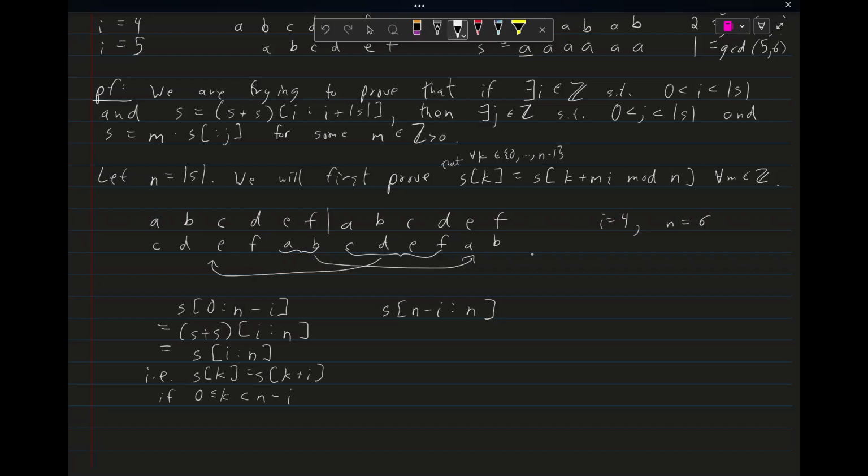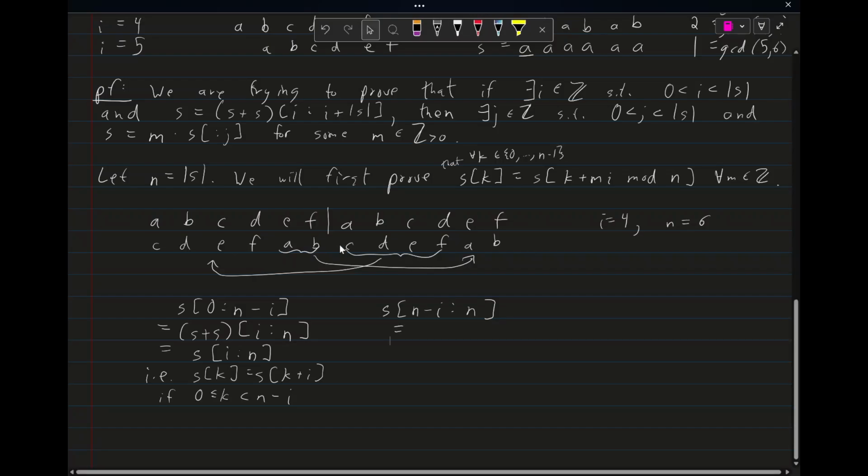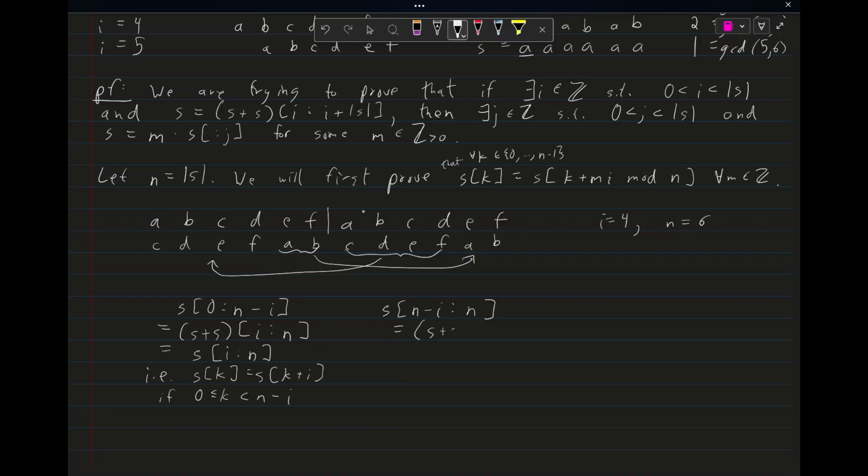So this part here appears in S plus S starting at A, B, C, D. This starts at the beginning of S, actually. So let's write that out. This is S plus S starting at index n and going up to index n plus i. But because index n is where the second copy of S begins, this is just S starting from the very beginning and going up to i. Okay, and now what does this tell us?